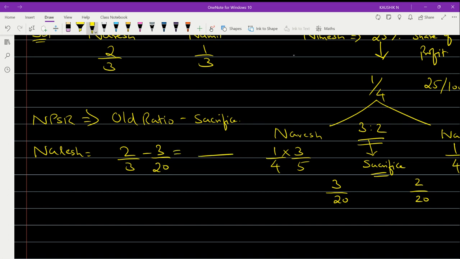Taking LCM, what will be the LCM? It will be 60. So 20 into 2, that is 40, minus 3 into 3, sorry, 20 into 3. How much will you be getting? You will be getting 31. Very good. 31 by 60.